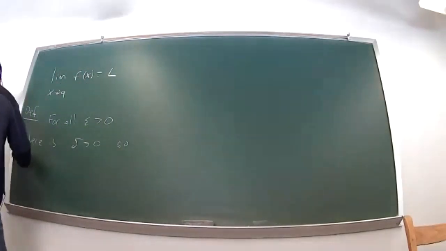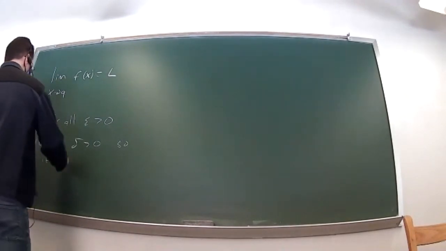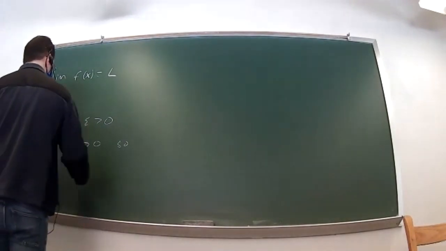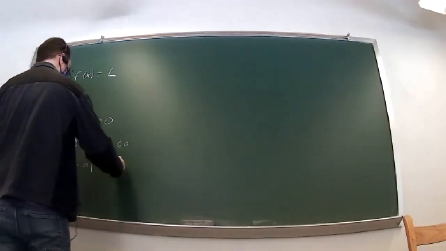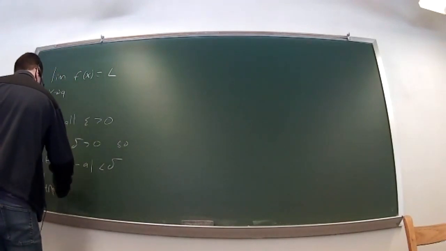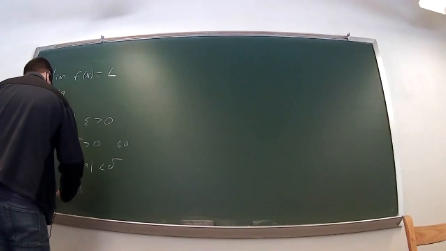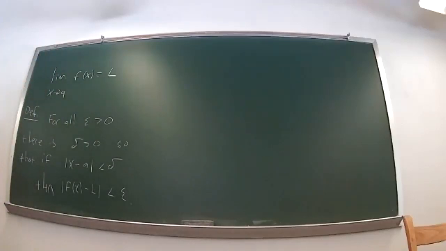So that if the distance from x to a is less than delta, then the distance from f of x to L is less than epsilon. And that's the definition of what it means for the limit of f of x to be equal to L as x goes to a.